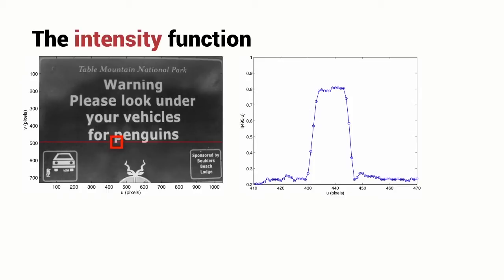We see that it starts off with a low value around 0.2, where we're on the black paint, the background of the sign. They rise up to a value of around 0.8 when we cross the white paint, which is the tail of the P, and then fall off again to low background values, back onto the black paint.